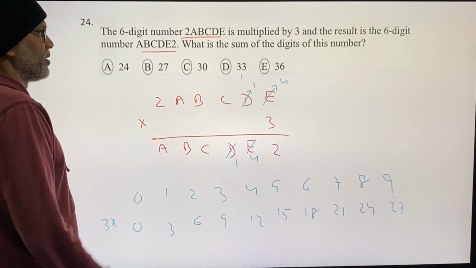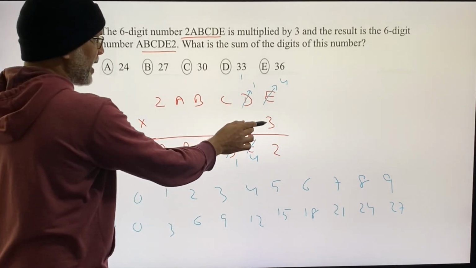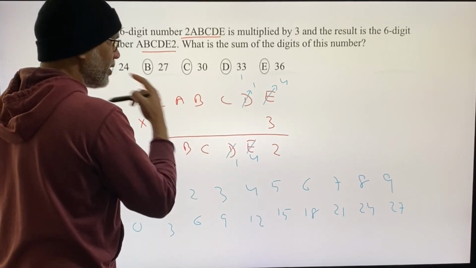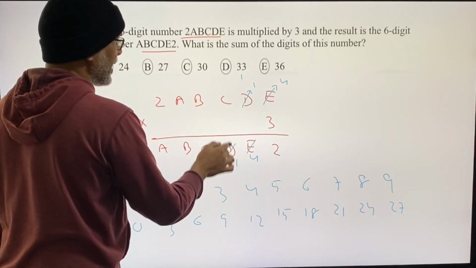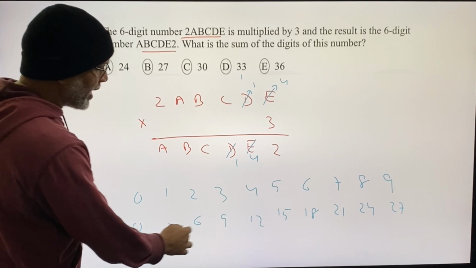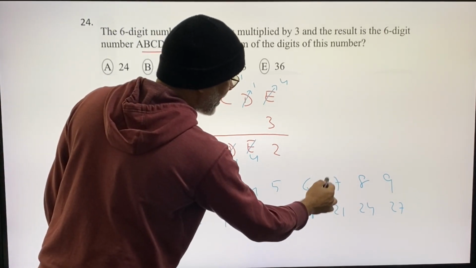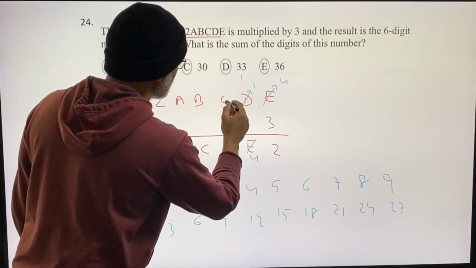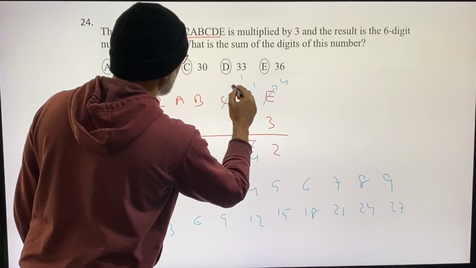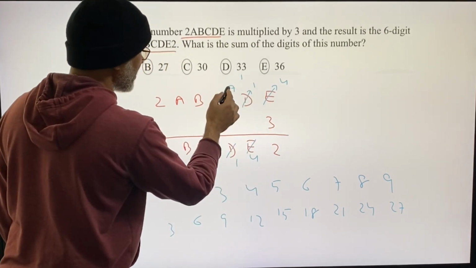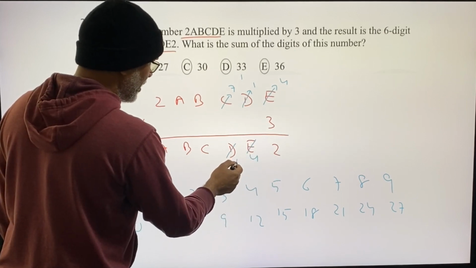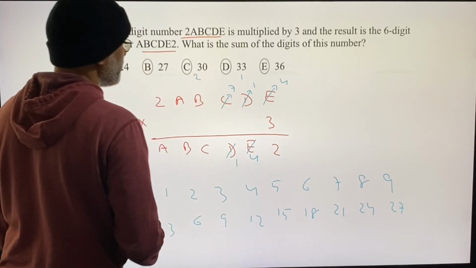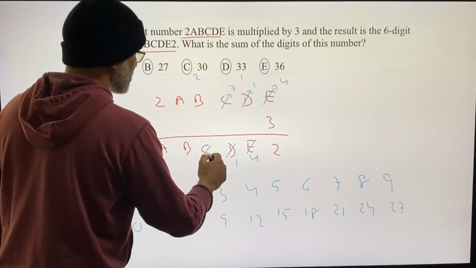Similarly, we can continue. I'm multiplying, and there is no carryover now. I'm multiplying 3 with C, and I end up with 1. So when do I end up with 1? If I multiply with 7, right? So then C must be 7. So 3 times 7 is 21. 1 here, carry over 2, right? And then this C also is then 7.